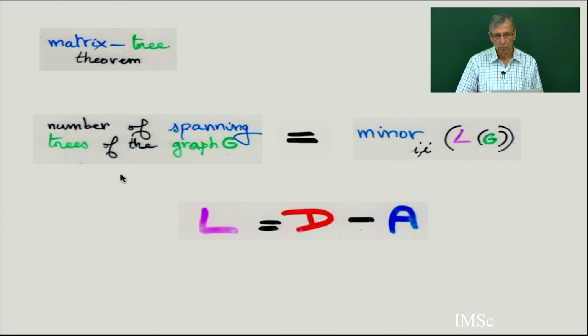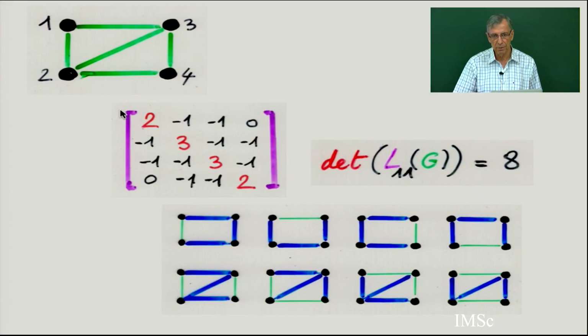Example. So here is an example. You see this graph: 1, 2, 3, 4. On the diagonal, I put the degree of 1, degree of 2, degree of 3, degree of 4. And minus 1 everywhere there is an edge. Here there is a 0. But everywhere there is an edge, minus 1. So you have a certain matrix. And here I took the determinant of the principal minor, when I take off the first row and first column. Cancel the first row, first column. So you get this 3 by 3 determinant. And this 3 by 3 determinant is 8.